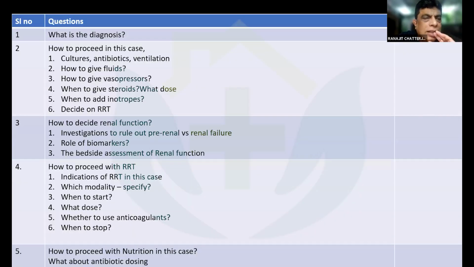How do you proceed in this case? You have already taken the cultures. So you take the cultures first, then you start the antibiotics within the first 1 hour, and you start with the ventilation. They may go into the ventilation, but you say, I've ventilated the patient. How to give fluids? The question may ask how to give fluids. Fluids given as per the dynamic indices. All right. So I go for the dynamic indices. Which fluid do you select?